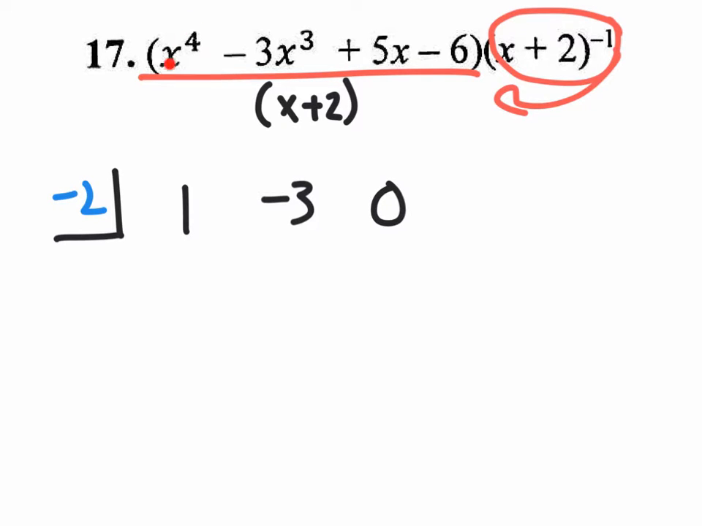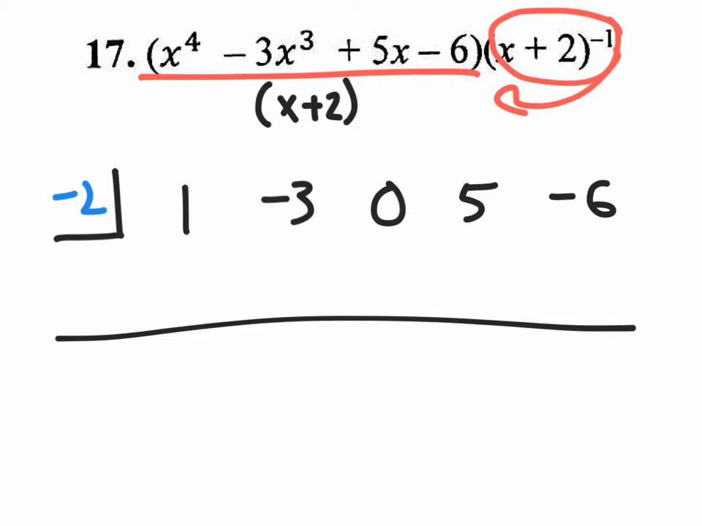I said, what do we have in front of the x to the 4th? Yeah, we have a 1. What do we have in front of the x to the 3rd? Yeah, we have a negative 3. What do we have in front of the x squared? There is no x squared. So we need to represent that with the 0, that there is no x squared. And then you could say, okay, what do we have in front of the x? We have a 5. And what's the constant? It's negative 6 at the very end. Make sense?